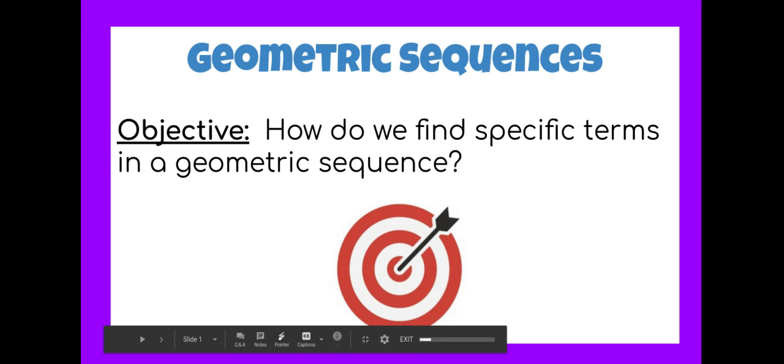Hey guys, so today what we're going to look at is something called a geometric sequence. We sort of explored it on Monday when we were looking at arithmetic and geometric sequences when I introduced it to you. So we're going to find only specific terms in the sequence using a formula.